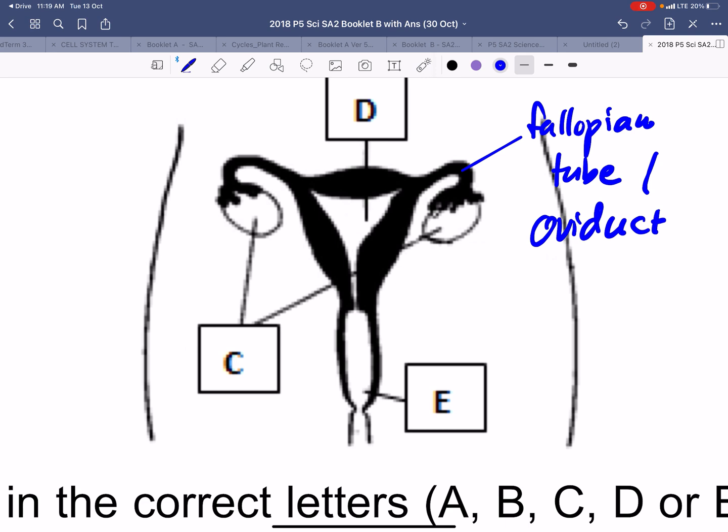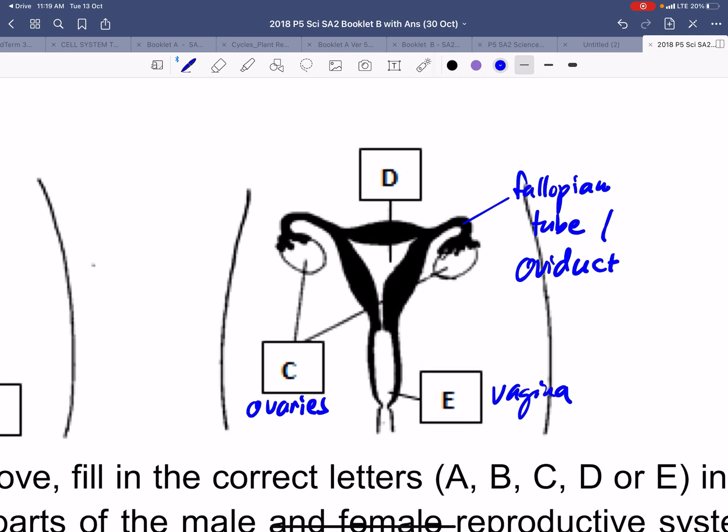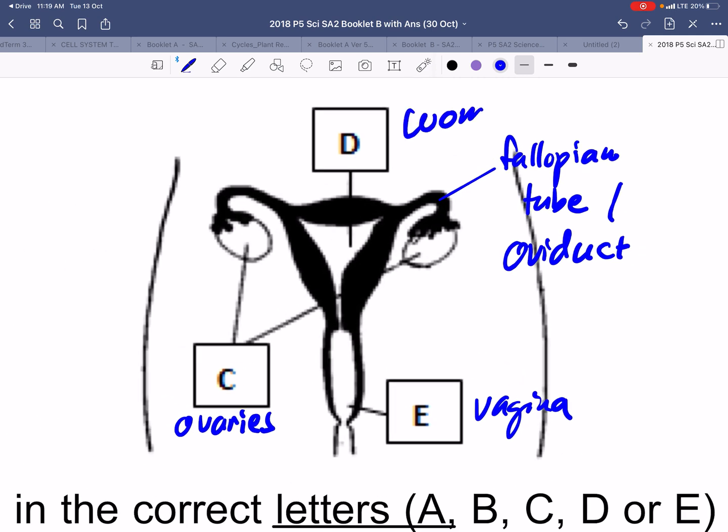Your C is actually your ovary, or ovaries, because it's pointing to 2. Your E over here is your vagina. Your D over here is your womb, where the baby develops. Just a quick revision: the fallopian tube is where fertilization takes place, not your womb. I stress again, it is the fallopian tube where fertilization takes place. Common misconception, people always say it's the womb. That's wrong. Okay, moving on.